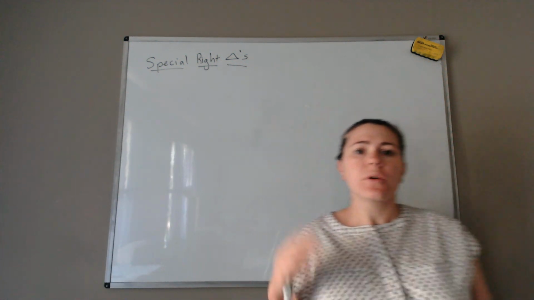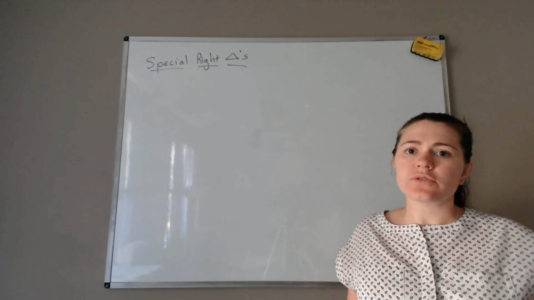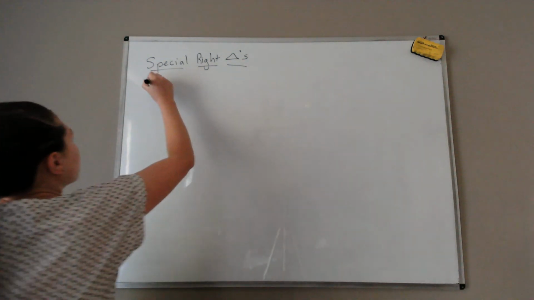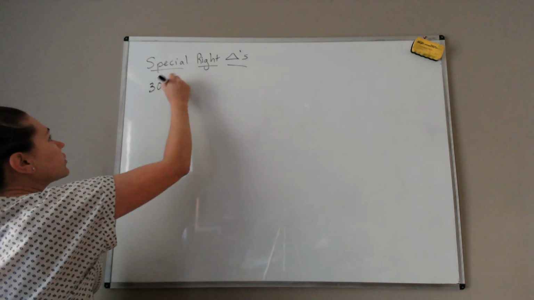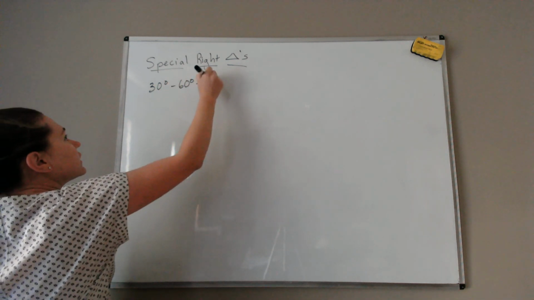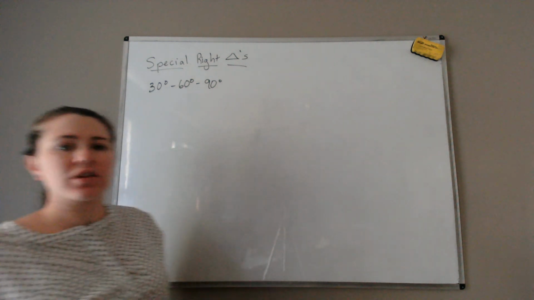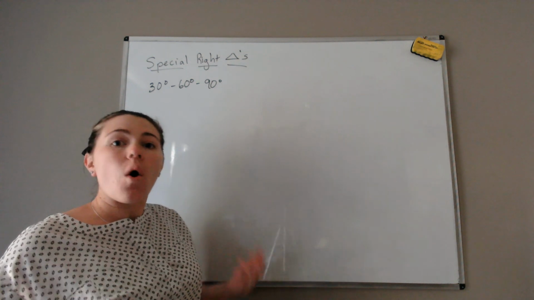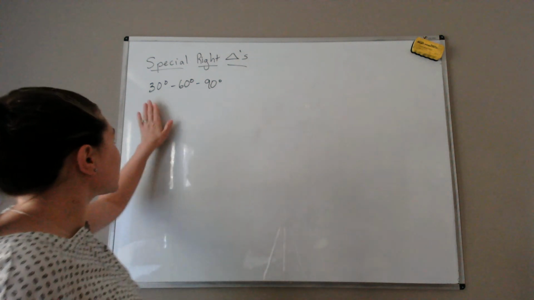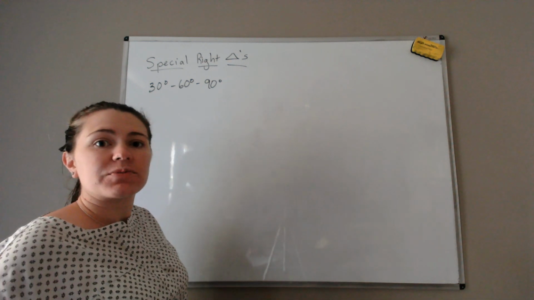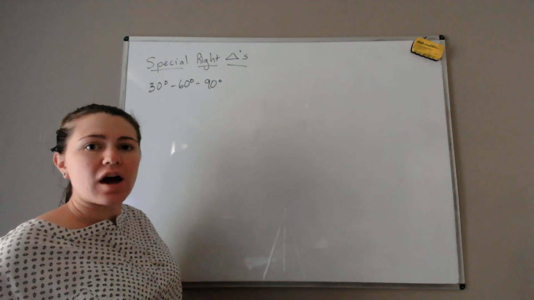So in this video, we're going to go over special right triangles. There are two special right triangles that we have. We have what's known as the 30, 60, 90. And there's going to be something special about this triangle and all right triangles with these three interior angle measures. So we're going to study that now because it becomes very important in trigonometry.